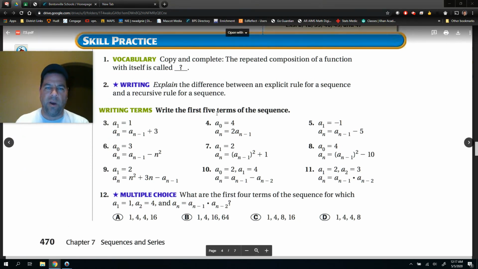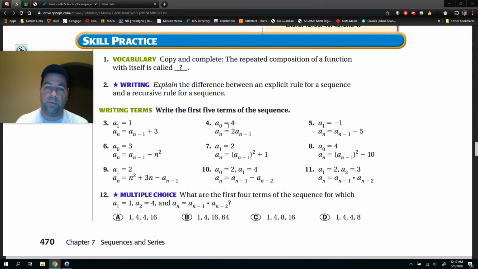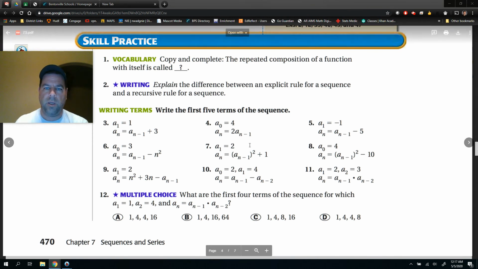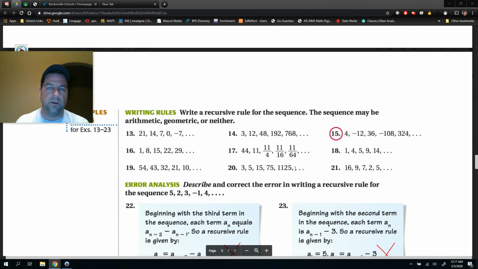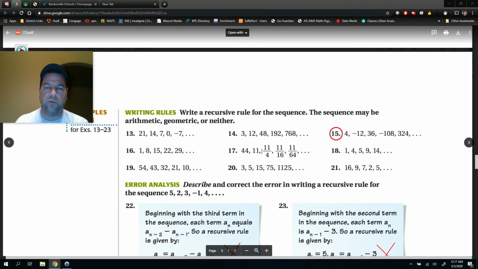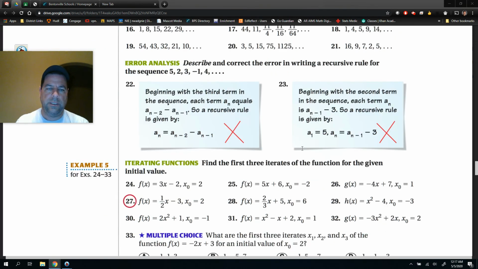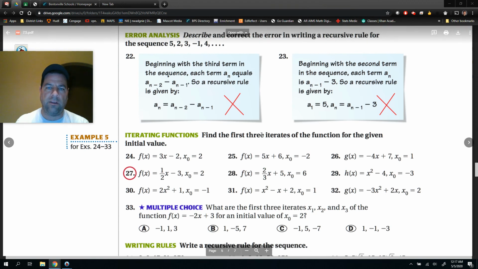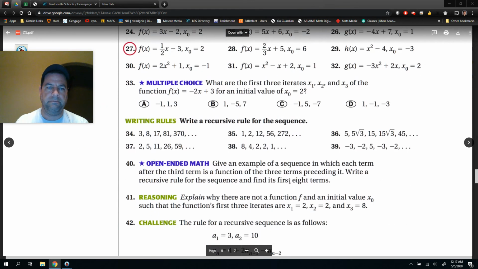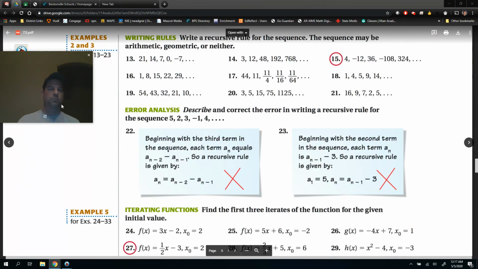Here's your homework, right? Write the first 5 terms. So here's the first term. Recognize this one now. This is the 0 term, so that's not the first term. So plug in the 0 to get the first term. Okay. Multiple choices here. Write a rule for these. Some of these are difficult. Some of them are not. You kind of either see it or you kind of don't. And then iterate functions. Write the first 3 iterates. So here's plug in -2. Whatever you get, plug it in. Whatever you get, plug it in. Okay. -3, plug it in. All right. So that shouldn't be too bad. All right. Enough being done there, guys.